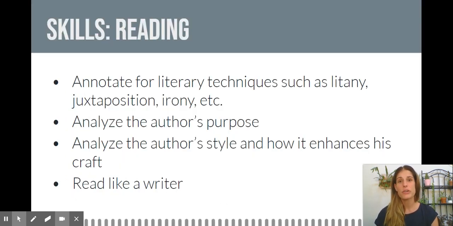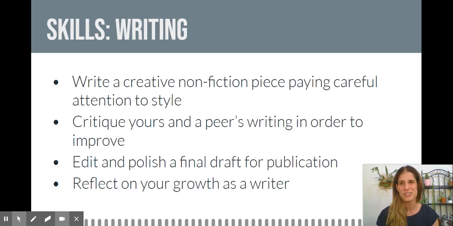Some skills that you're going to be working on for reading: you'll be able to understand and analyze different writing techniques such as litany, juxtaposition, irony, and matter-of-fact tone as we go through. You'll also understand how that contributes to the author's purpose and how an author's style enhances his craft. You're going to do all of that because you're going to become a writer yourself, and you want to see what a writer does effectively, so that you can steal those techniques in your own creative nonfiction piece.